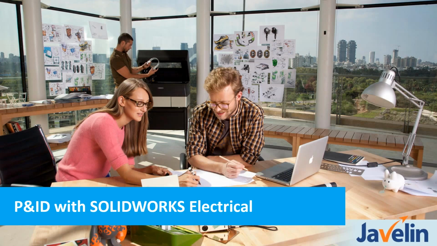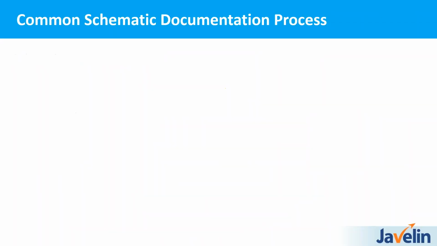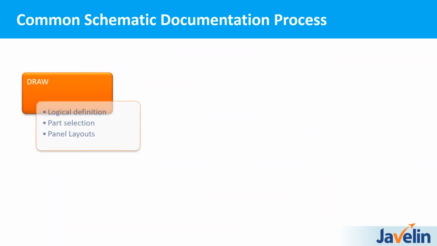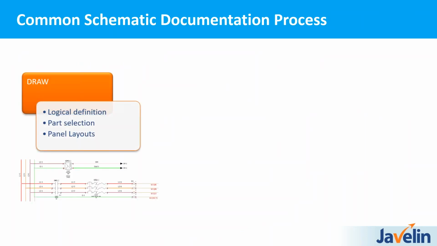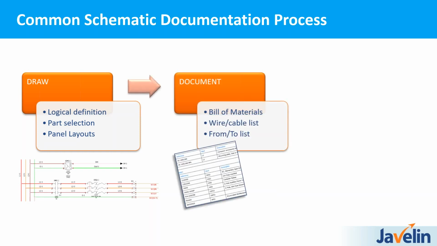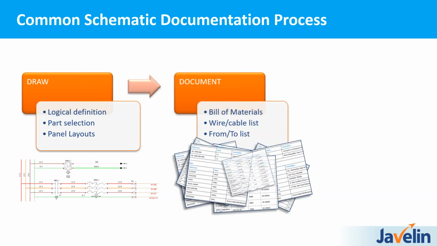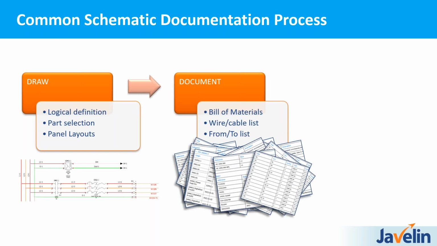Today's topic is P&ID with SOLIDWORKS Electrical. Now, a typical or common schematic documentation from my experience is that you tend to have a logical definition, or just a higher level layout of how things are going to be in your particular system. And then you get into something like part selection. If you have any layouts, you get into layouts. And once you have your overview done and your drawings done, you need to start documenting this.